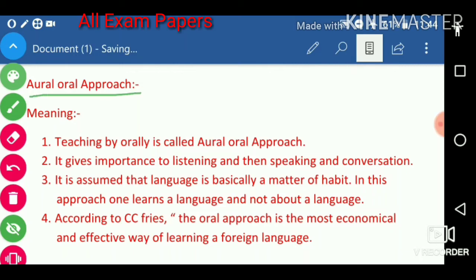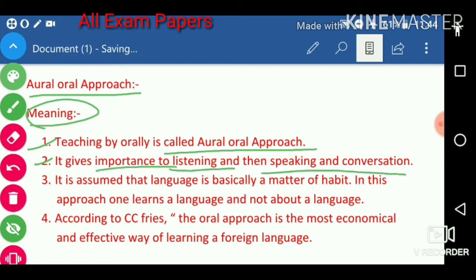So next is oral approach, meaning teaching orally is called oral approach. Next, it gives importance to listening, then speaking and conversation. Next, it is assumed that language is basically a matter of habit. In this approach, one learns a language and not about a language.